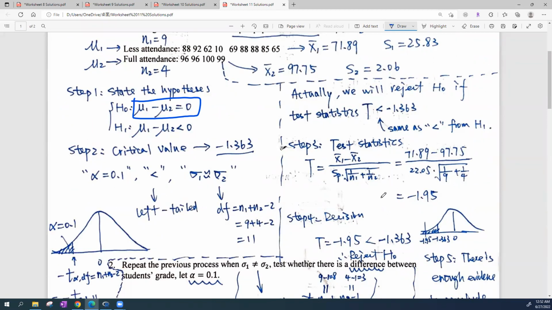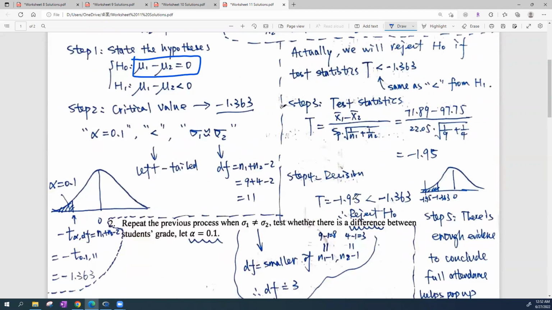So then we can make the decision, that's step 4. The test statistic is negative 1.95. We want to reject it, so we put the smaller than sign here, right?